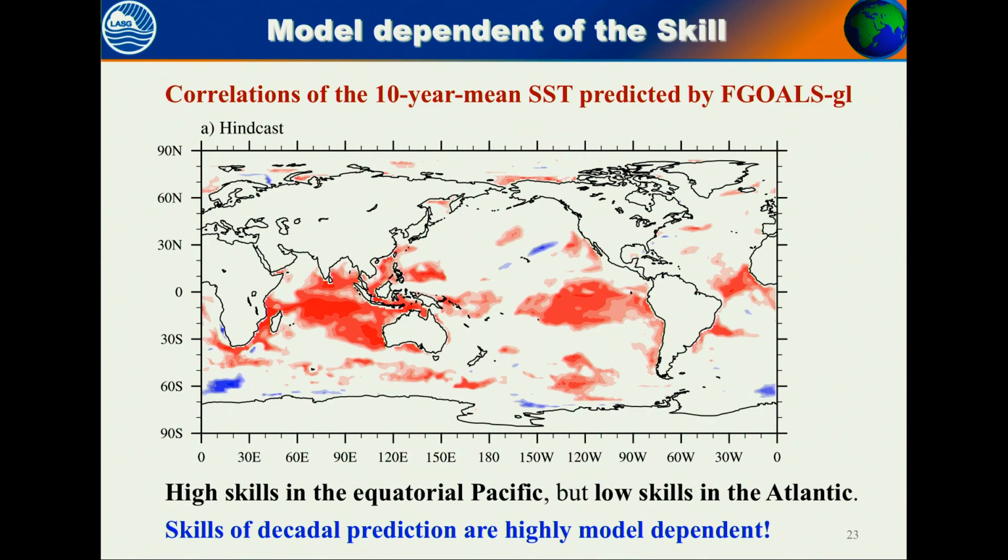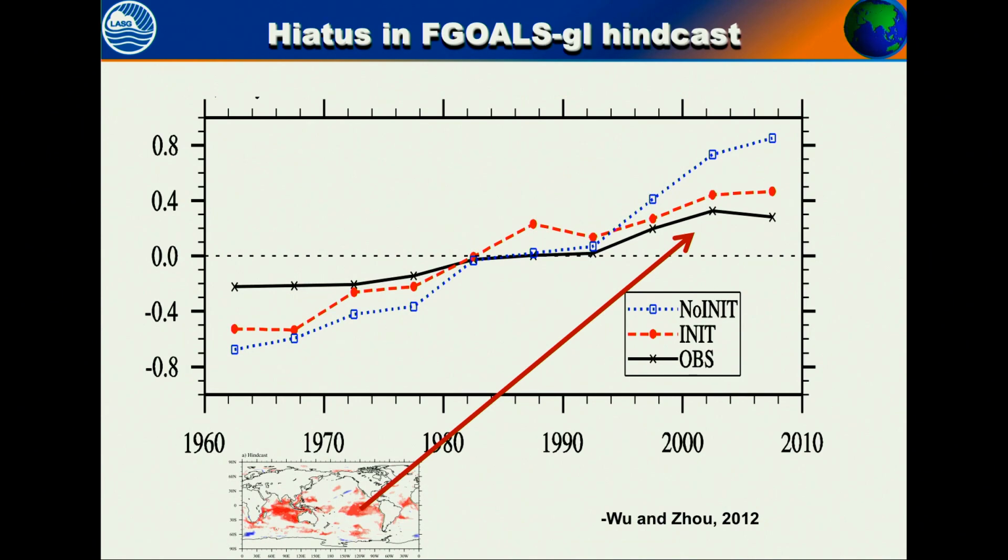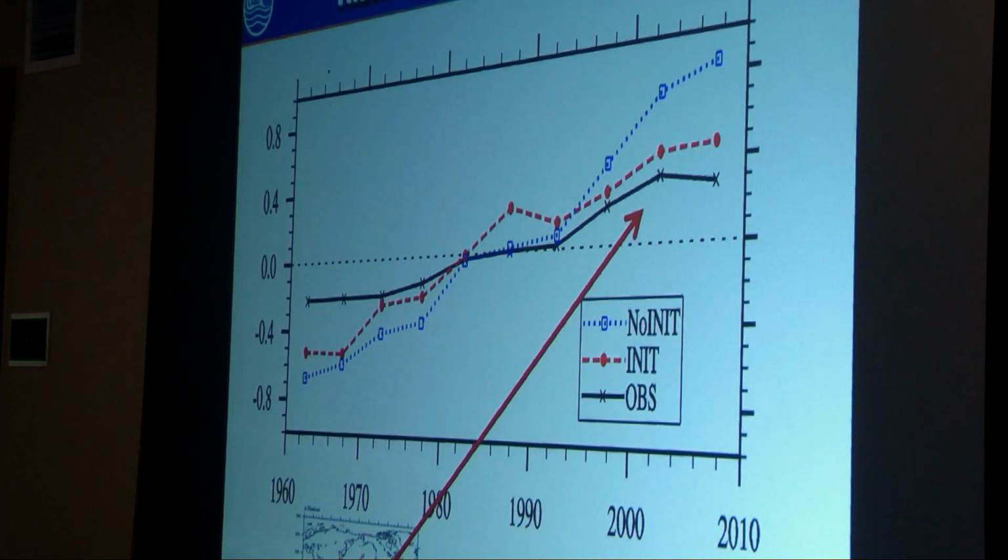How to understand this kind of difference? Here I show the global mean surface temperature in this low-resolution hindcast. The red is the initialized hindcast, the blue is the non-initialized hindcast. You can find in this stage we do have something like a hiatus in the hindcast.